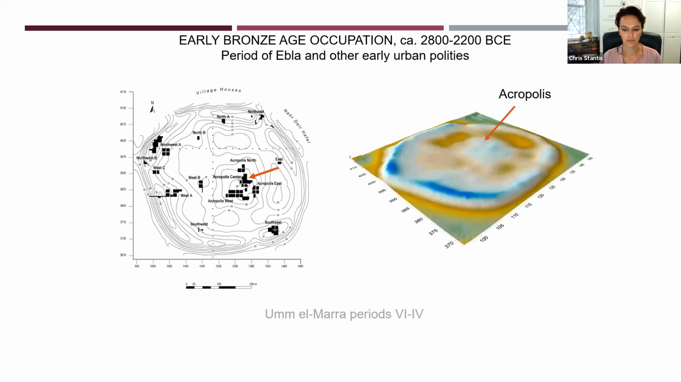Now, el-Marra was first occupied in the early Bronze Age, around 2800 to 2200 BCE, before being abandoned towards the end of the EBA, around 2300 to 2000 BCE, when a number of small villages around the site were also abandoned. The site was reoccupied in the MBA and LBA before being largely abandoned again, with only small-scale occupation during the Persian, Hellenistic, and Roman periods.